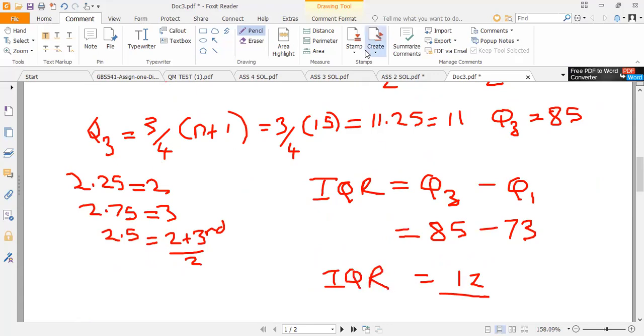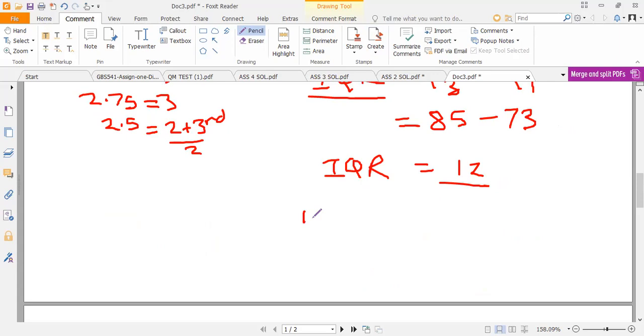This is called the interquartile range. Q3 is called what? The third or the upper quartile. And Q1 is called what? The lower quartile, or the first quartile. The difference between the two is called what? The interquartile range.